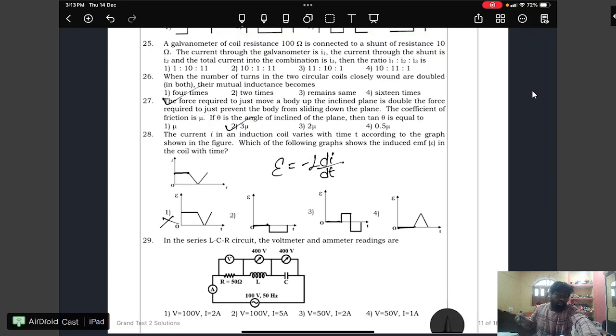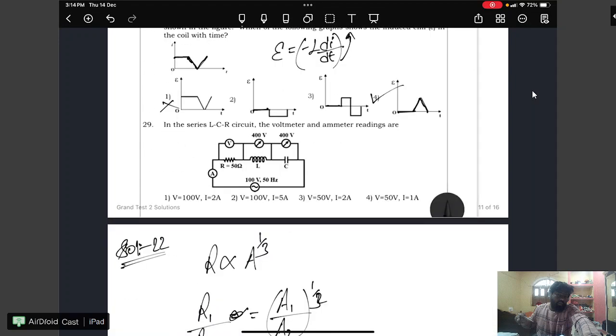Now second thing, from here to here, current is decreasing. Rate of flow of current with time is decreasing. So EMF must be increasing because of minus di by dt. If di by dt is coming downward with a constant rate, in a straight line, then EMF is increasing with a constant rate, right? Option 4. Then here di by dt is increasing, so EMF is decreasing. See option 4. Option 4 is the correct one.